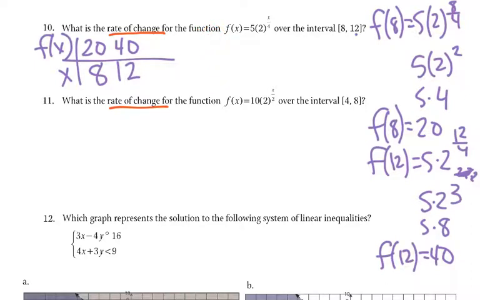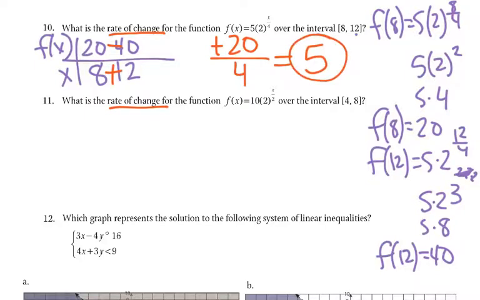So how does it change from 20 to 40? Well, we go up by 20. How does it change from 8 to 12? Well, we go up by 4. 20 divided by 4 gives us 5, so our rate of change is 5 from that interval 8 to 12. 5 what? I don't know, but 5 of something.